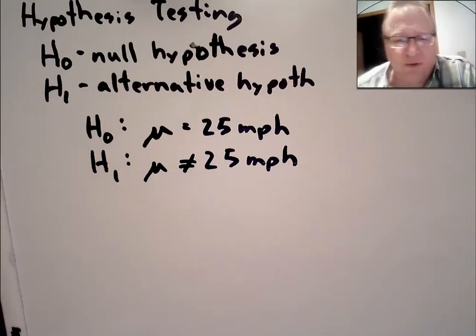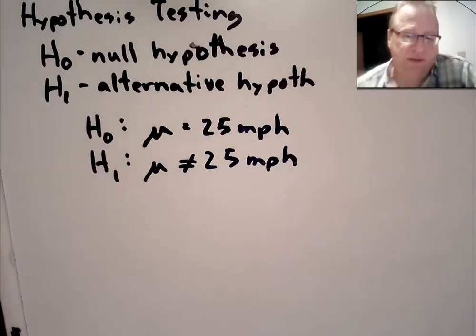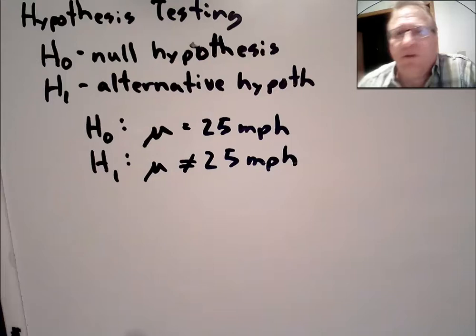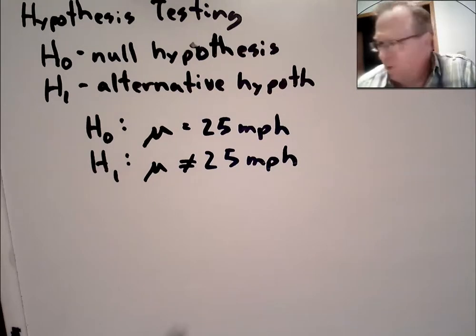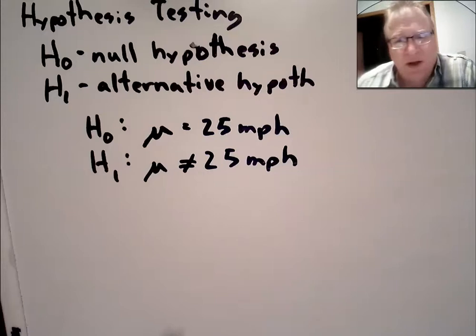We're going to draw a sample from the population of values, and they must be the speed of some vehicle, probably a car, and we're going to calculate a sample mean. We're going to calculate a sample standard deviation, and the software will do it for us. We are going to either decide that we can accept the null hypothesis or reject it. That's what it's all about.